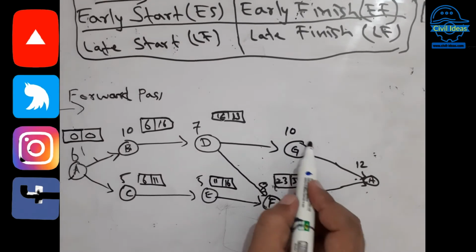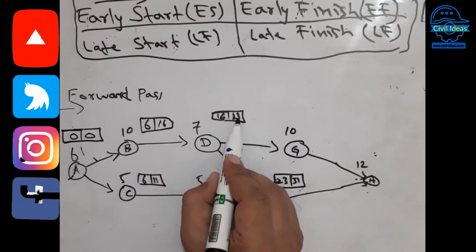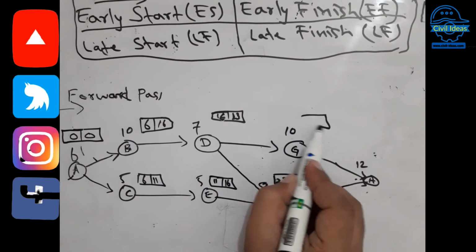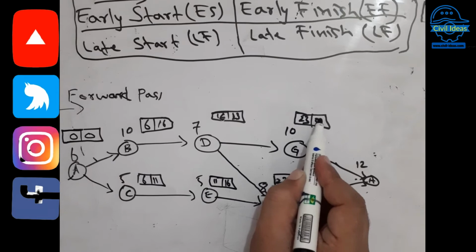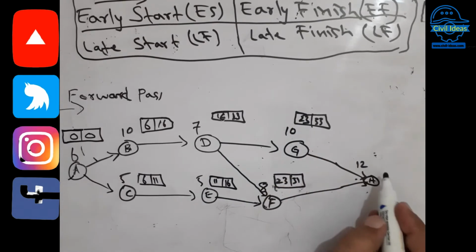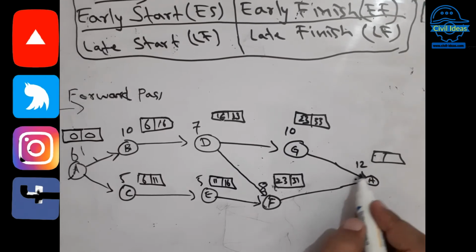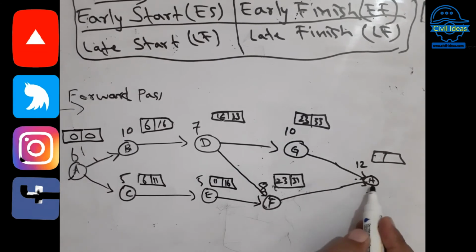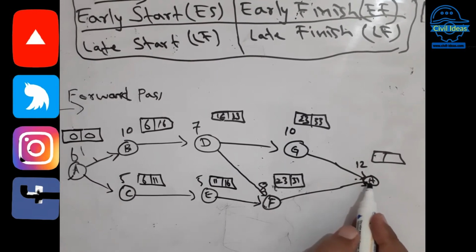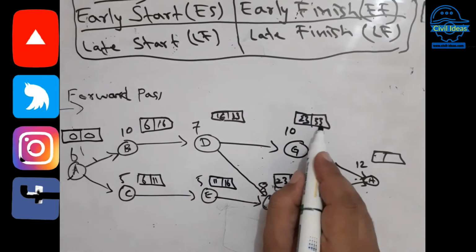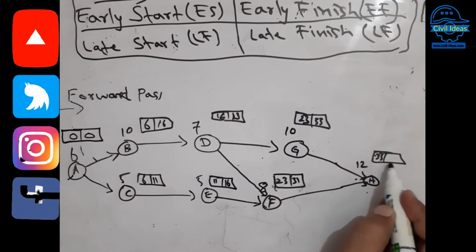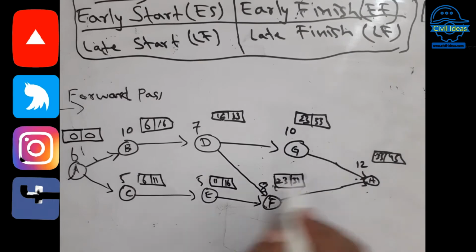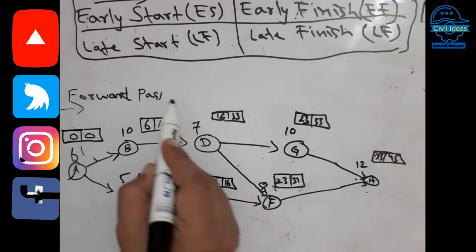Now for activity G, we take the predecessor's early finish time: 23 plus 10 is 33. And now we have to take the early finish times of both activities that must be finished before starting activity H, so you take the maximum value. Which one is the maximum? This is the maximum value, 33, and you add that activity's duration, so 45. So this is the forward pass.